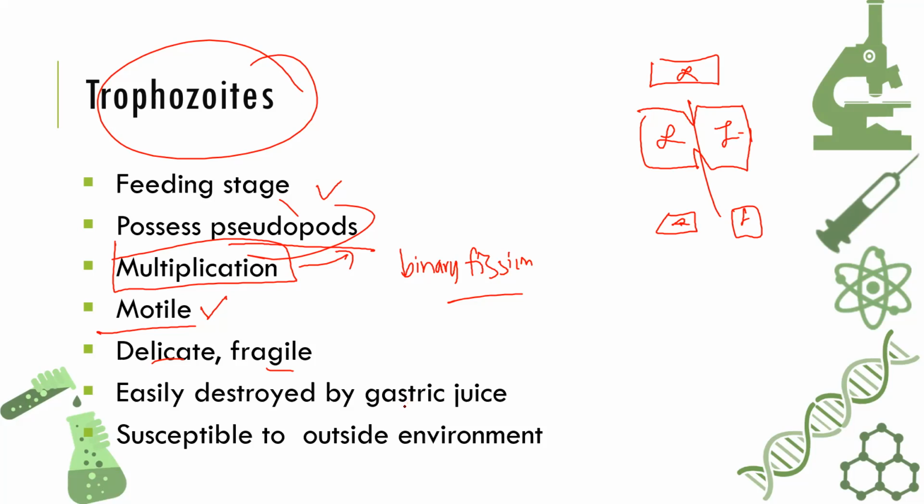You might wonder how trophozoites, how amoebas, survive in our intestine, in our stomach, given that trophozoites are easily destroyed by gastric juices. We have what we call the morphological transformation from trophozoite to cyst so that these amoebas will be able to survive in our gastrointestinal tract, which we're going to discuss later.